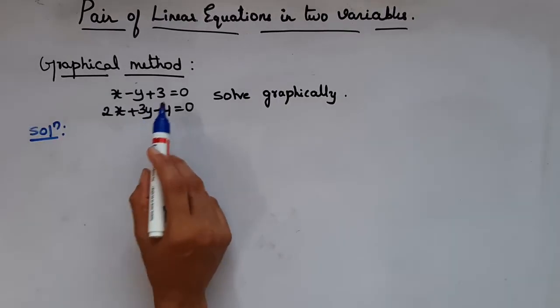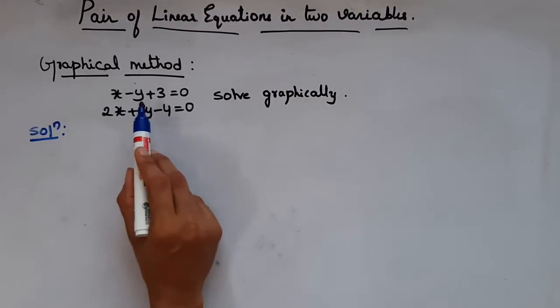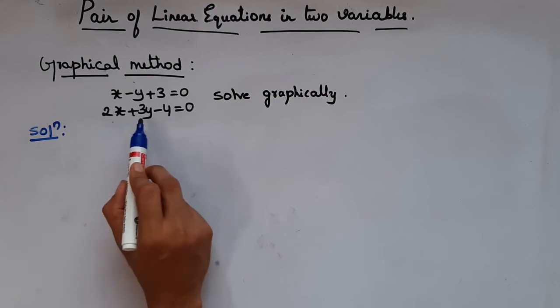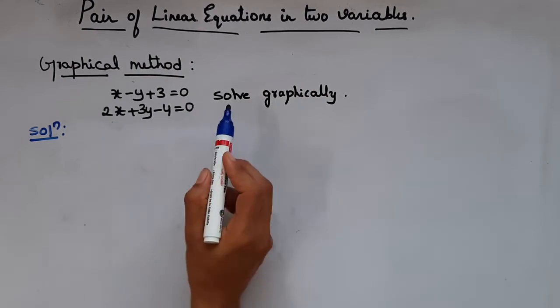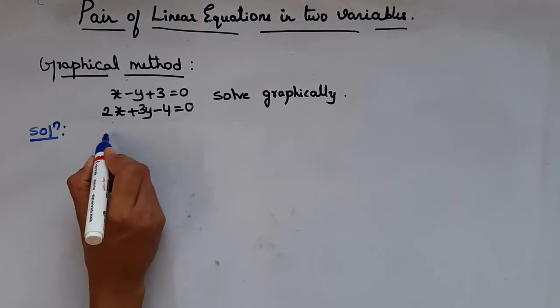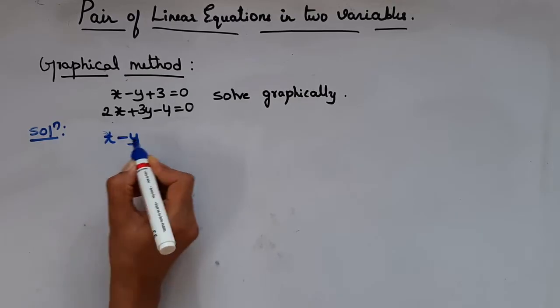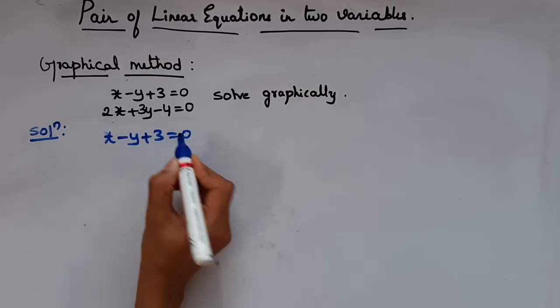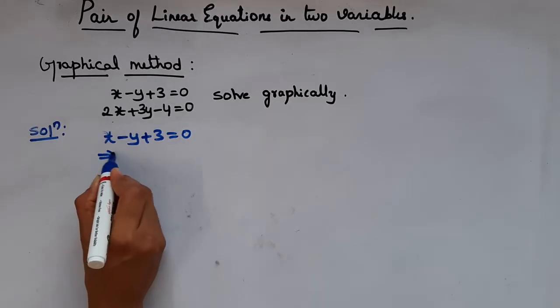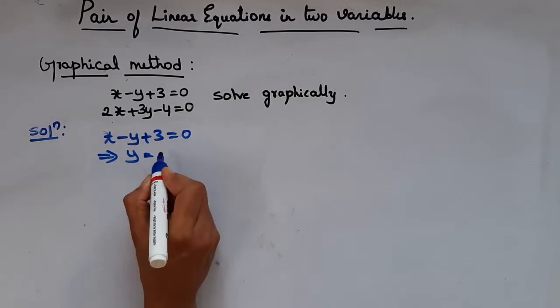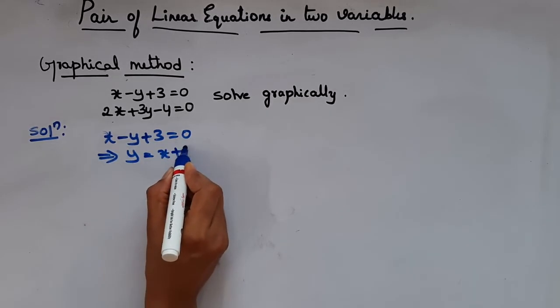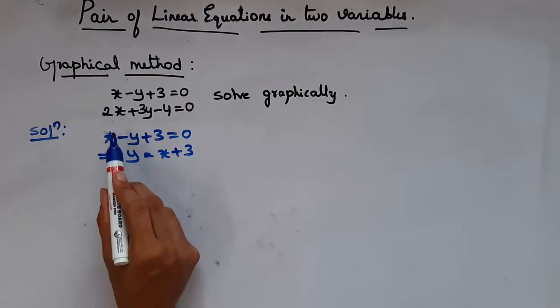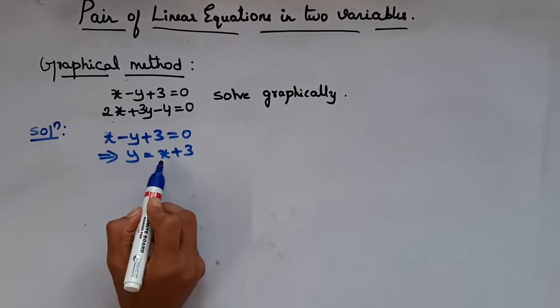Now let's see this. We have two linear equations: x minus y plus 3 equal to 0 and 2x plus 3y minus 4 equal to 0. Solve graphically. Let me write the first equation. We have x minus y plus 3 equal to 0, which implies y is equal to x plus 3. Taking this minus y to the right hand side, you will get y is equal to x plus 3.